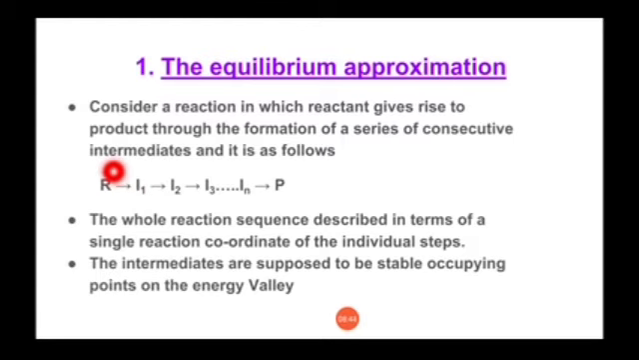And it is important to mention that all steps have rate constants, like k0, k1, k2 up to kn. And the whole reaction sequence is described in terms of a single reaction coordinate of the individual steps. And here the intermediates are supposed to be stable, occupying points in the energy valley. So you know that whenever this type of reaction is going on, what you are doing?